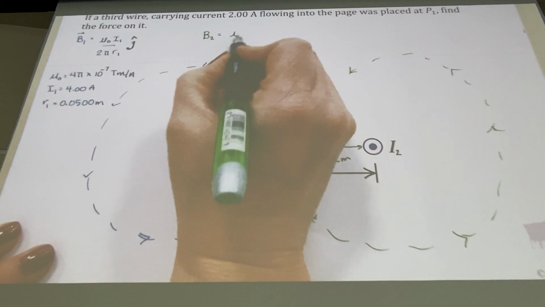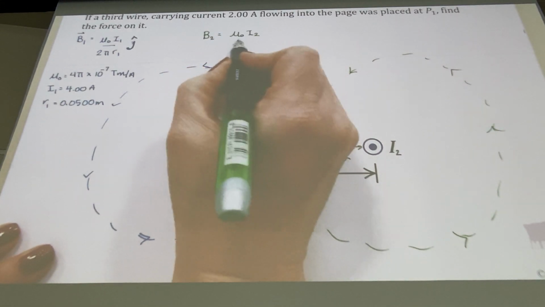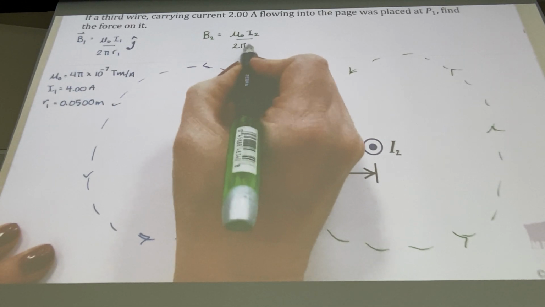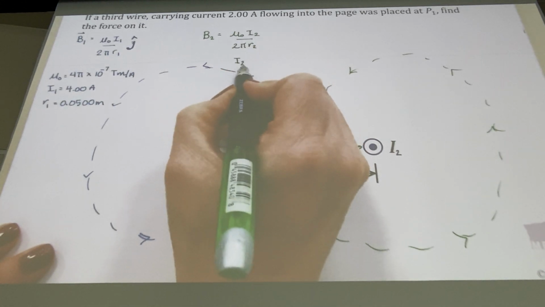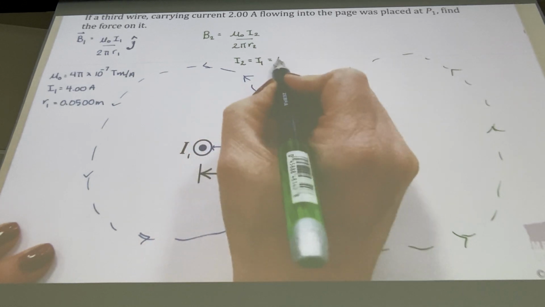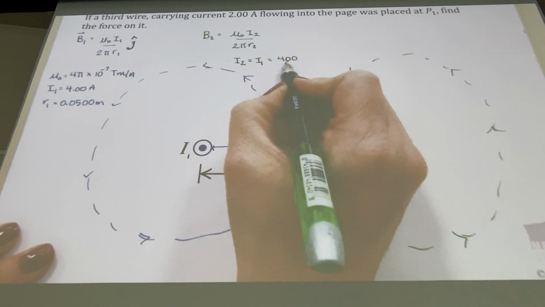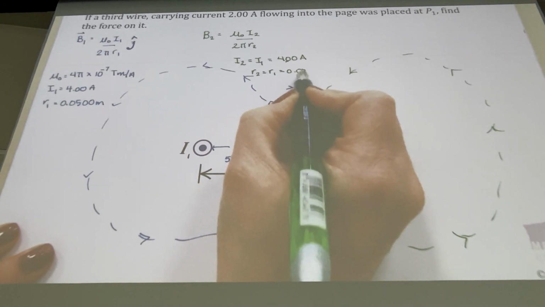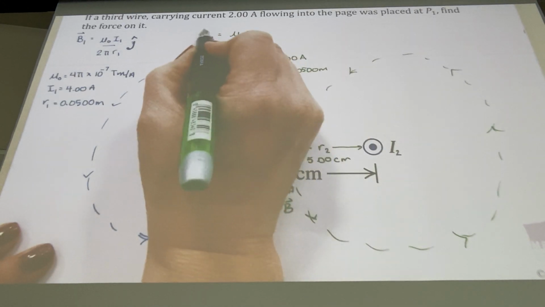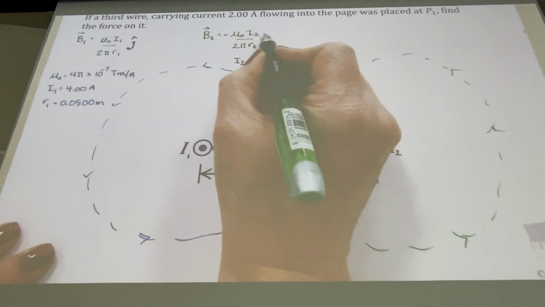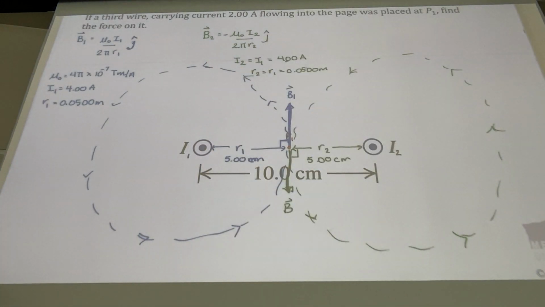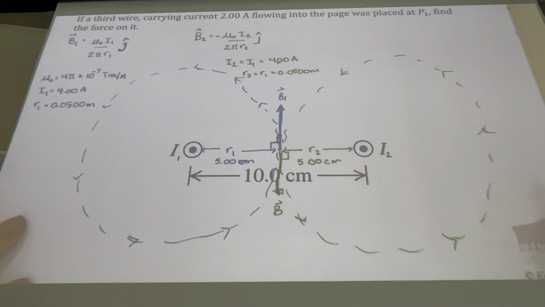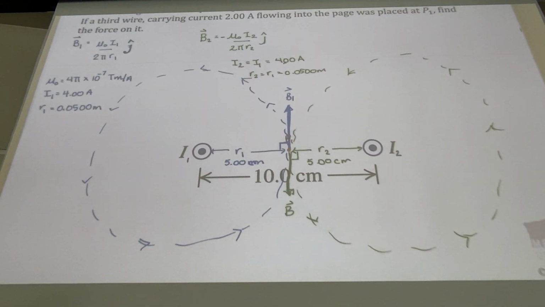B2 has magnitude of mu naught times I2 over 2 pi times R2. I2 is the same as I1, equals 4 amps. And R2 is the same as R1, 0.05 meters. B2 points down, so it's the negative J direction. Okay, so there's our magnetic field vector. For our net magnetic field, it just means add them up. So let's do that step next.